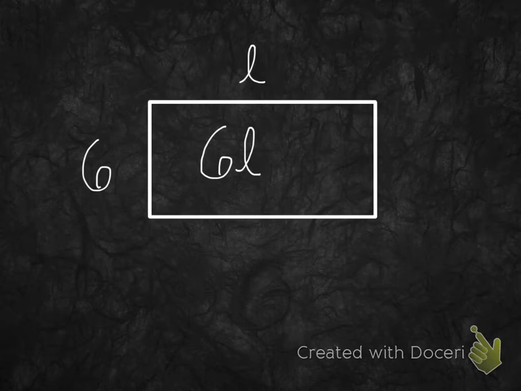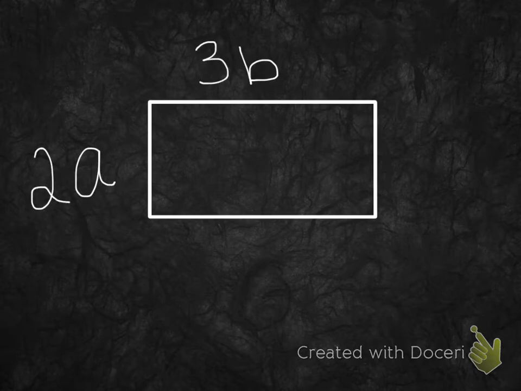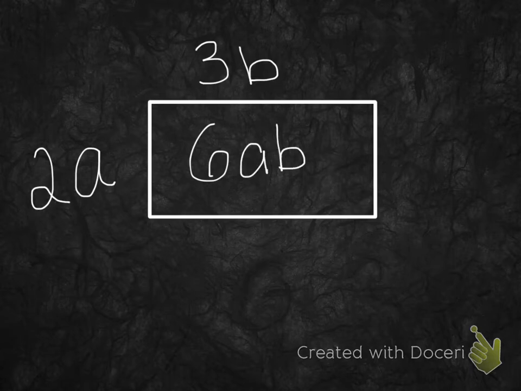Okay, what if I gave you 2 variables? How would you handle that? What if I said A and B, what would the area be? The area would be A times B. All right, I'm going to add to it. What if I said the sides were 2A and 3B? What would the area be? 6AB. You're just multiplying.